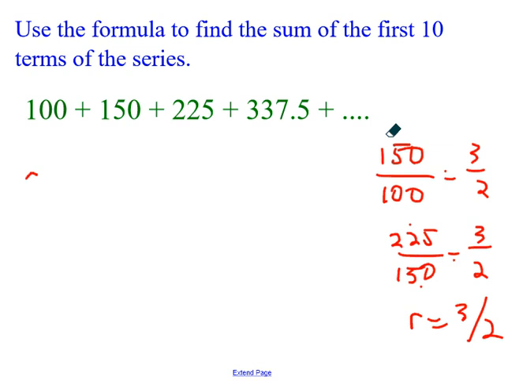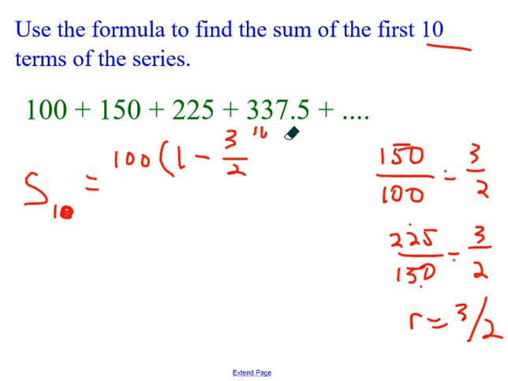I want the sum of the first 10 terms. It should look like a 10, not a 16. I'm going to take my first term and multiply by 1 minus my common ratio, 3 halves. That looks really bad, so let's fix that a little bit. Then I need to know how many terms. We've said 10 terms, so this is to the 10th power, all over 1 minus 3 halves.